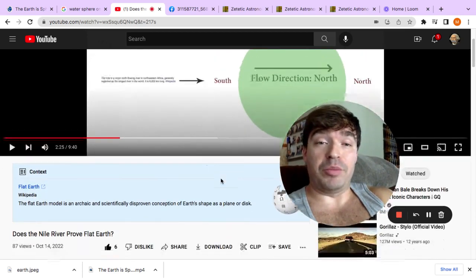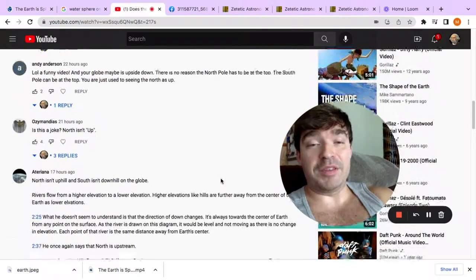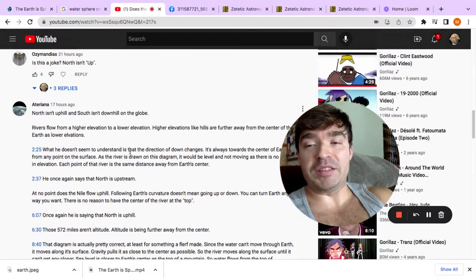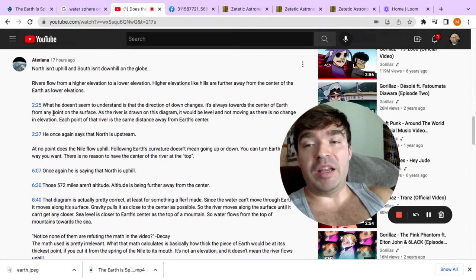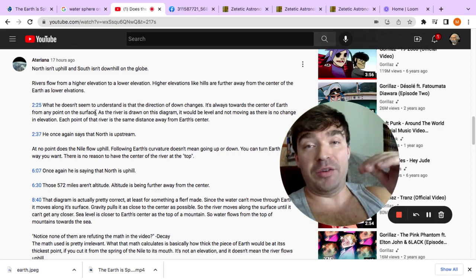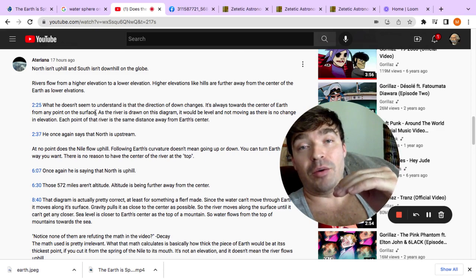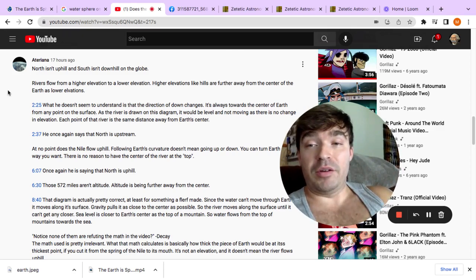Okay, if it's on the surface, there would be visible curvature. And this person actually proves that, this globe supporter, in their own comment. He says, at 225, what he doesn't seem to understand is that the direction of down changes. It's always toward the center of the Earth from any point on the surface. Remember, that's why I showed you the diagram of the water coming from Lake Victoria into another lake, into another lake.